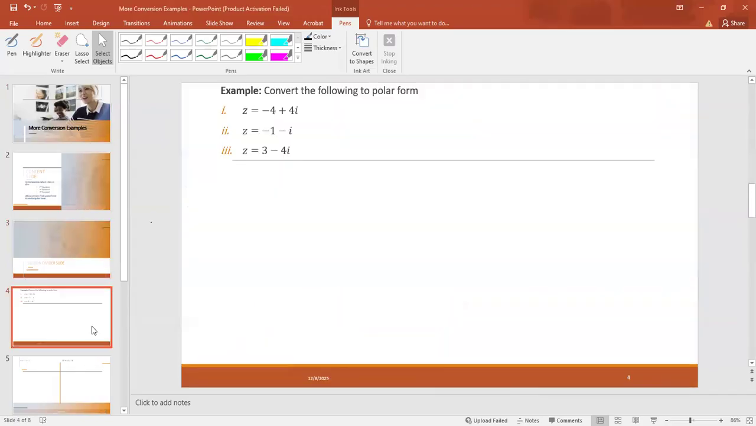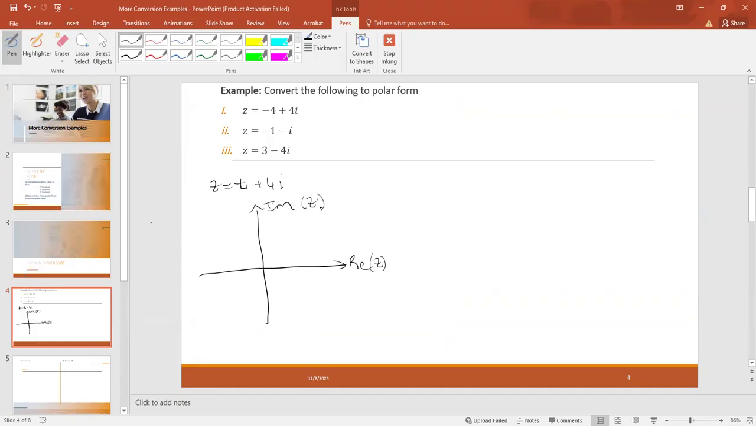Let's dive into the first example, which is z equals minus 4 plus 4i. The first thing will be for you to sketch the complex number on an Argand diagram. Here is the real axis, and here is the imaginary axis. Our real part is minus 4, so it can lie here, and the imaginary part is 4. So our complex number is somewhere here. This lies in the second quadrant. So we go ahead and find the argument.